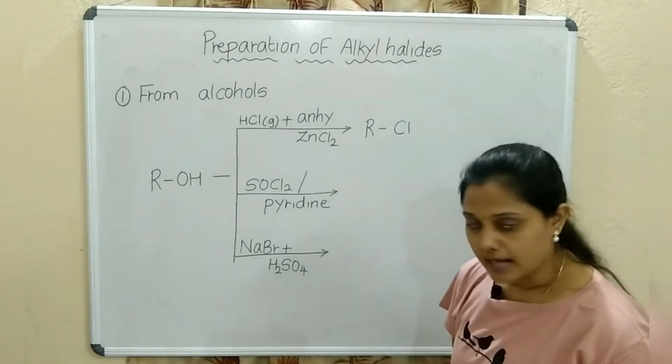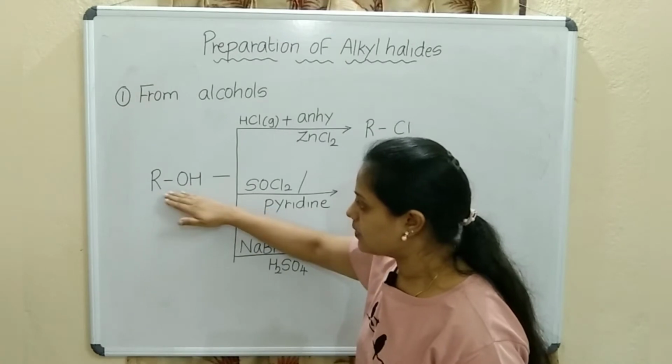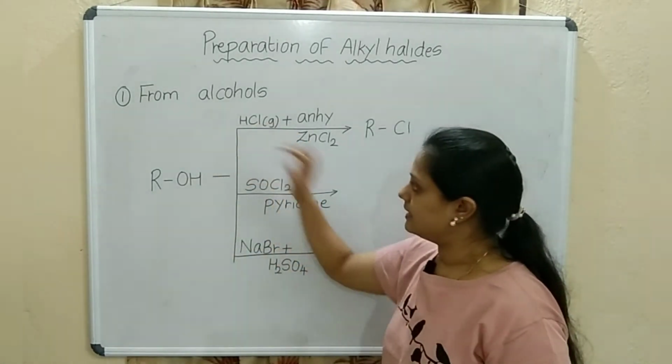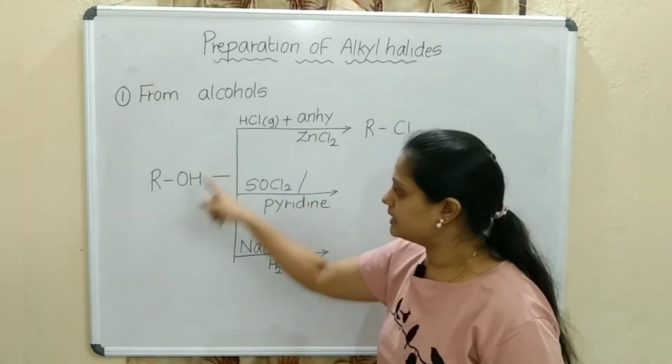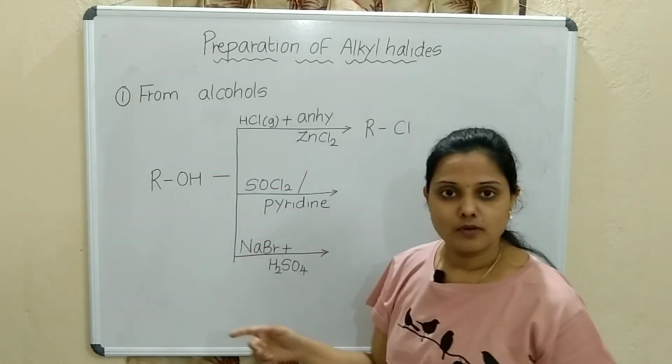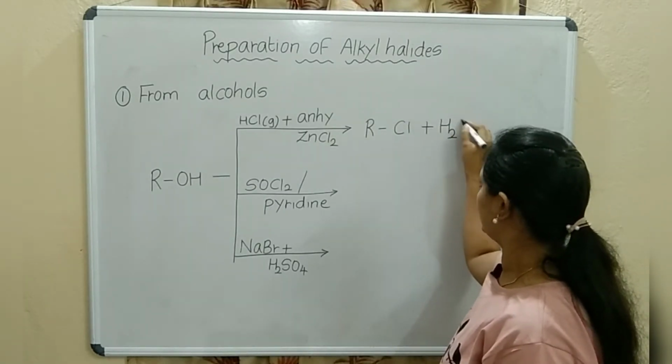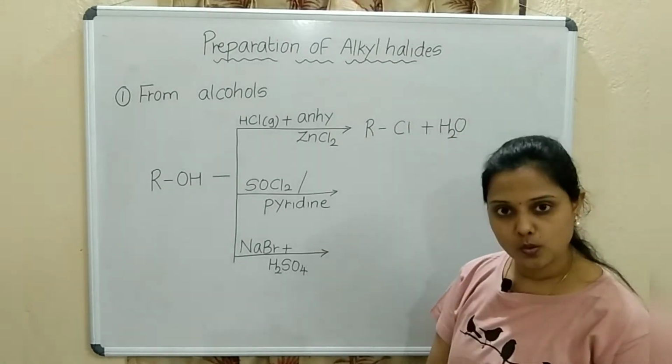correct. What will be the byproduct here? Now see here, ROH, HCl. So RCl. What is left now? Hydrogen and OH. What will it form? Water. Correct, water it is forming, H2O.